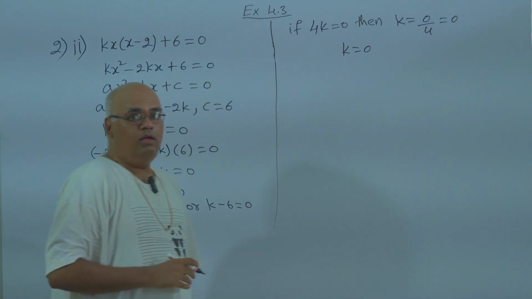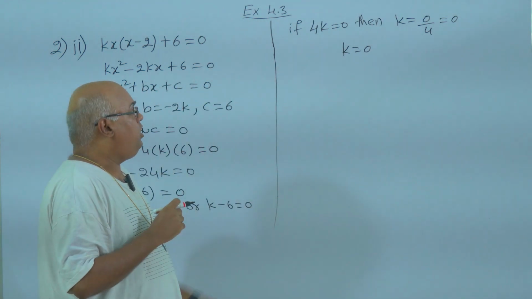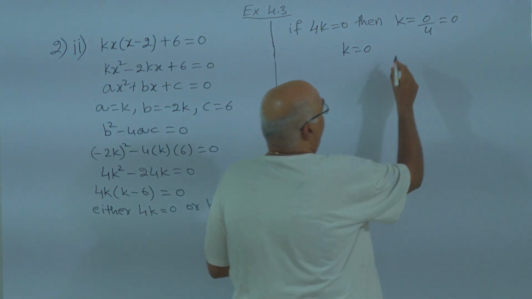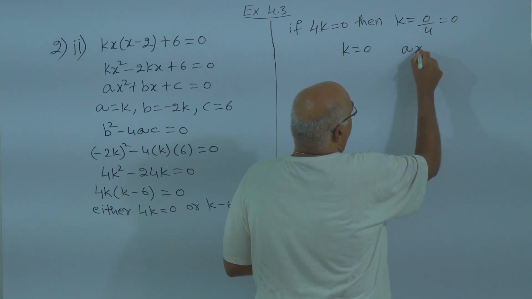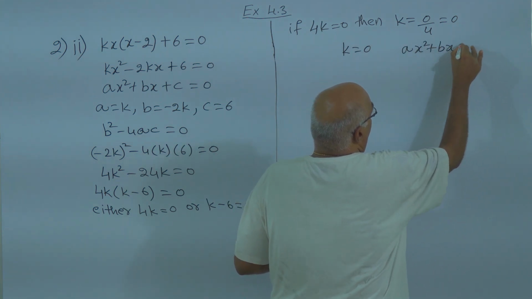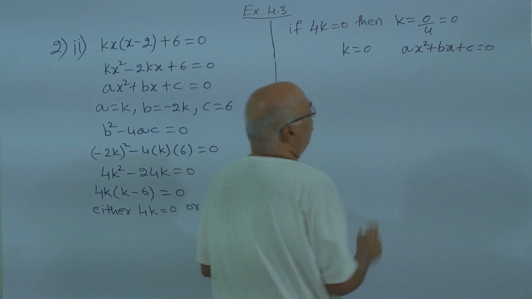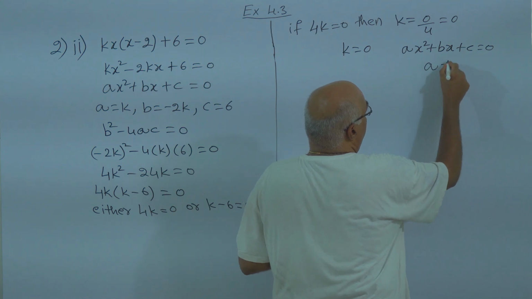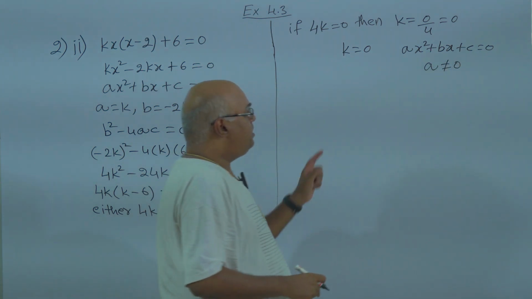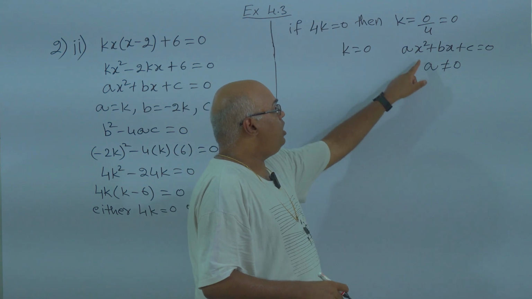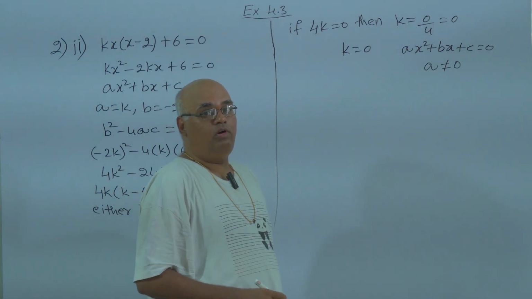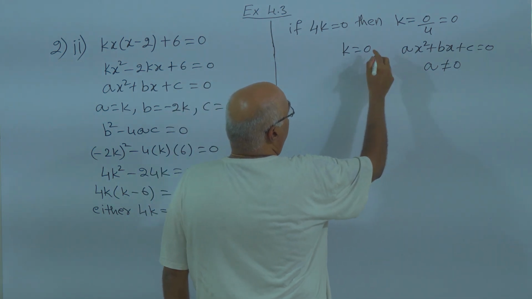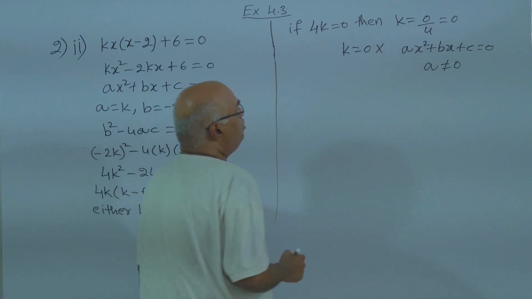But is it possible? It's not possible, because what is k? k is the coefficient of x square. If you see the definition of a quadratic equation, ax square plus bx plus c is equal to 0, then the value of a cannot be equal to 0. As per the definition, the coefficient of x square cannot be equal to 0. But we are getting the coefficient of x square, that is k, equal to 0, which is not possible. So k cannot be equal to 0.